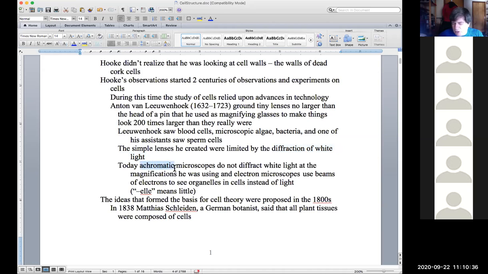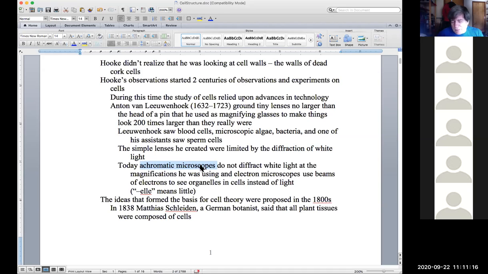Today, we actually use a type of microscope called an achromatic microscope. A at the beginning of a word, like in front of chromatic, means not or without. And chroma actually means color. So achromatic microscopes don't diffract white light. So whereas Leeuwenhoek was able to use his magnifying glasses and magnify things so they looked about 200 times bigger than they really were, today we can use achromatic microscopes, and we can magnify things so they look about 2,000 times bigger than they really are.